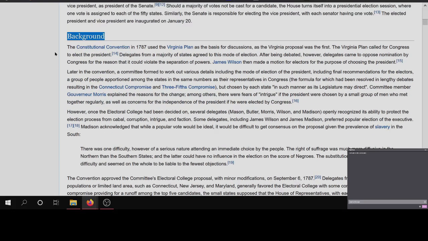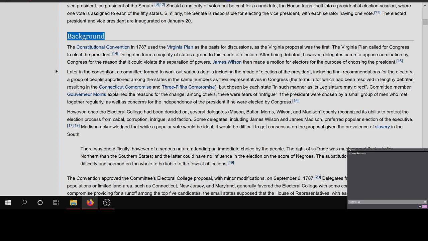Let's go with the background. The Constitutional Convention in 1787 used the Virginia Plan as the basis for discussions. As the Virginia proposal was the first, the Virginia Plan called for Congress to elect the president. Delegates from the majority of states agreed to this mode of election. After being debated, however, delegates came to oppose nomination by Congress for the reason that it could violate the separation of powers. James Wilson then made a motion for electors for the purpose of choosing the president.